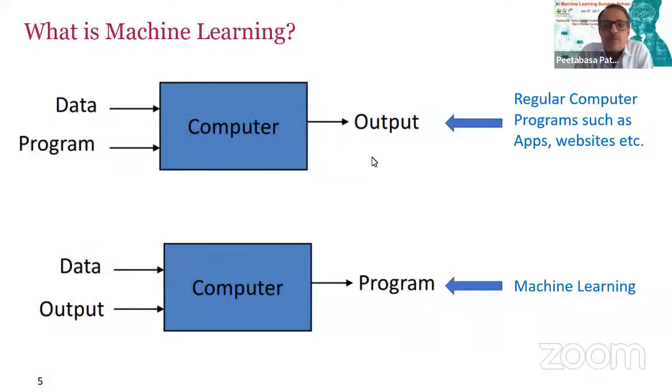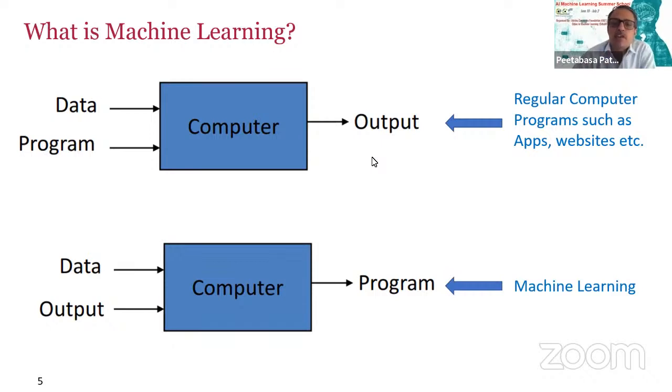That's a regular computer program. It could be a program that adds two numbers, where my data is numbers like 2 and 3 and the output becomes 5. Examples are apps, websites, and console applications and things of that nature.